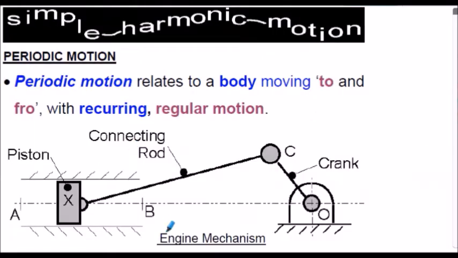And here's the engine mechanism in a diagrammatic form. And again, the periodic movement of the engineering mechanism can be assumed simple harmonic motion. Again, here's the crank moving in an angular sense here, and we have the piston moving in the reciprocating linear sense between A and B.